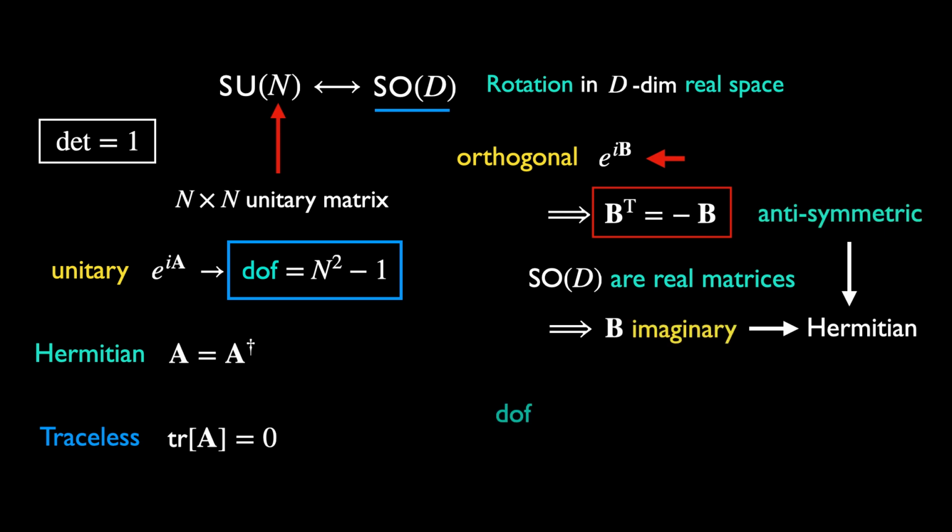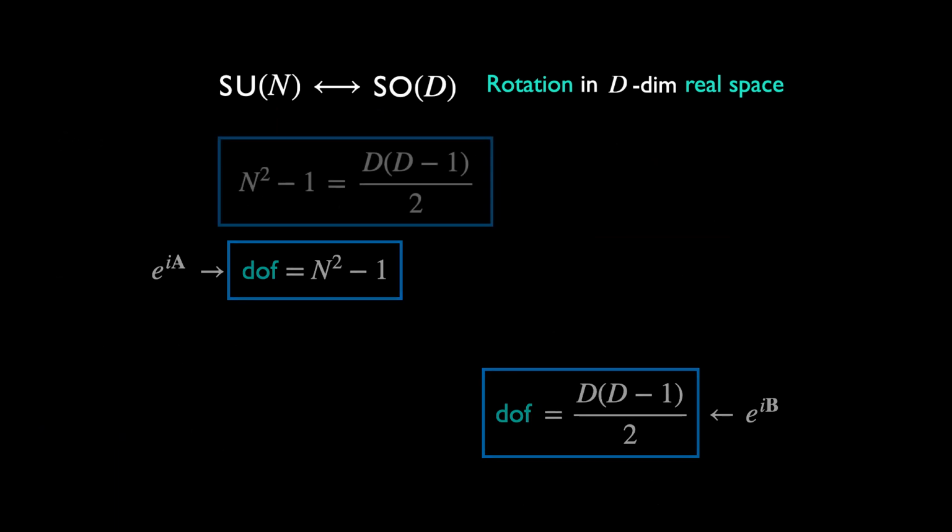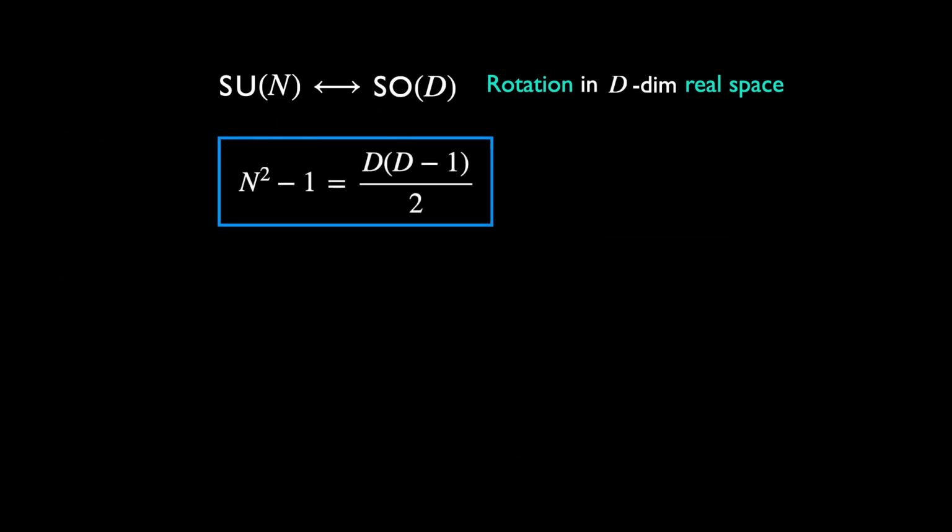Therefore the degrees of freedom of B is D squared minus D, because anti-symmetric matrices have no diagonal elements, and multiply by half, again due to anti-symmetry. Therefore the degrees of freedom of SOD is D times D minus 1 over 2. We have already derived this result in lecture 19. Therefore for SUN to represent d-dimensional rotations in the n-dimensional state space, this equation must be satisfied. That is, SUN must have the same number of generators as SOD.